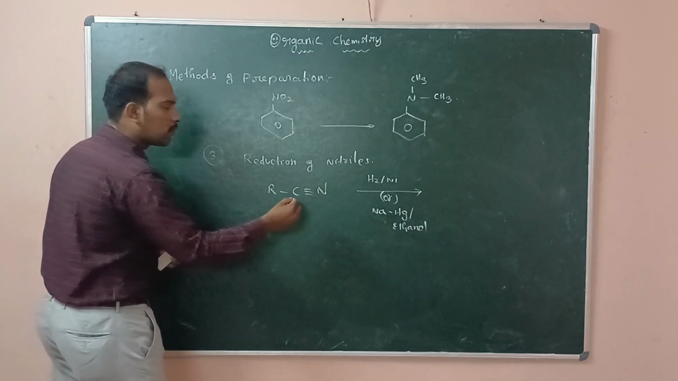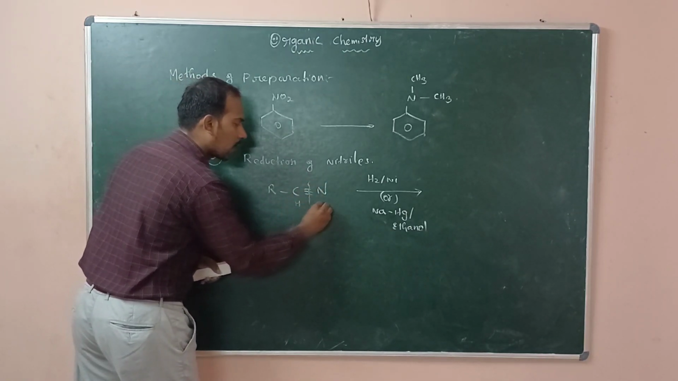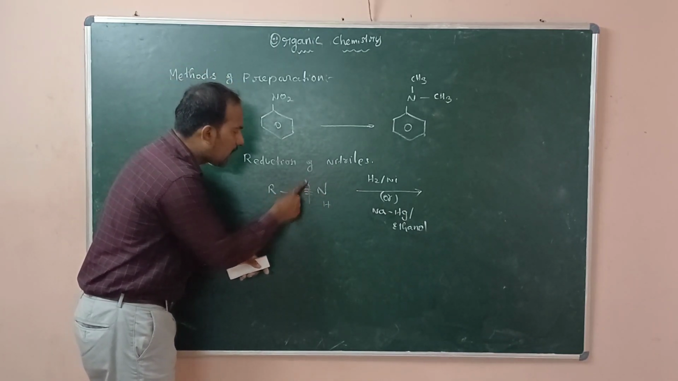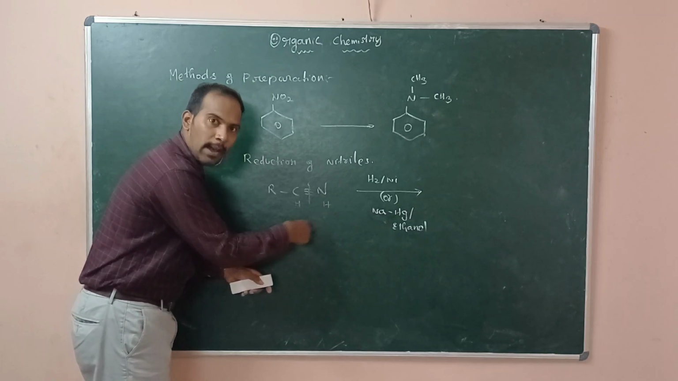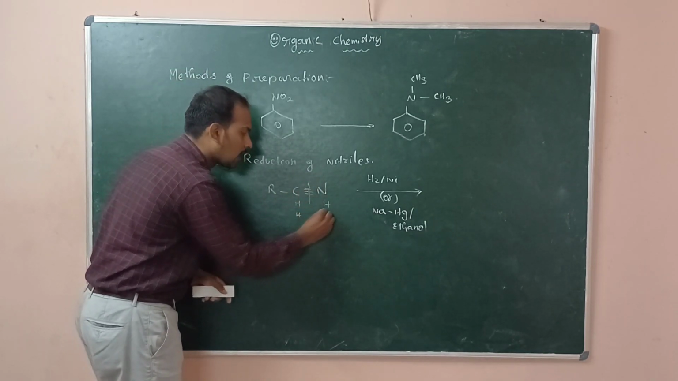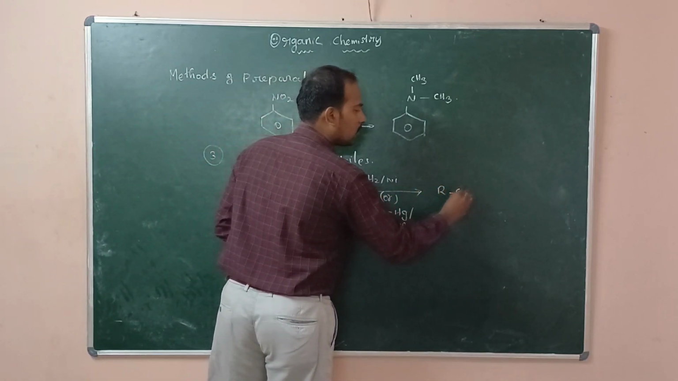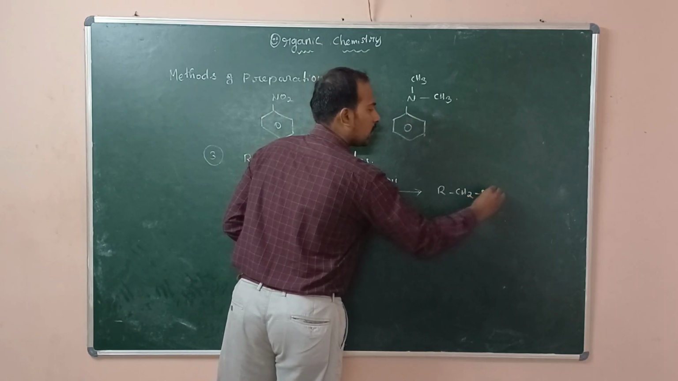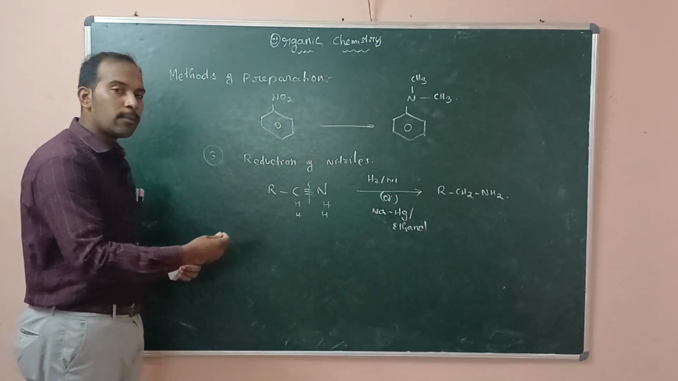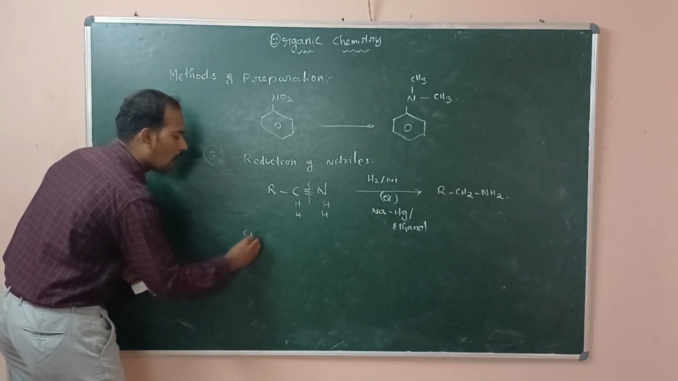So how to reduce it? Break the bond, add one hydrogen, add one hydrogen. Now there is a triple bond. If you break the bond, the triple bond becomes a double bond, right? Again break the bond, give one hydrogen and give another hydrogen. So that will give R CH2 NH2.